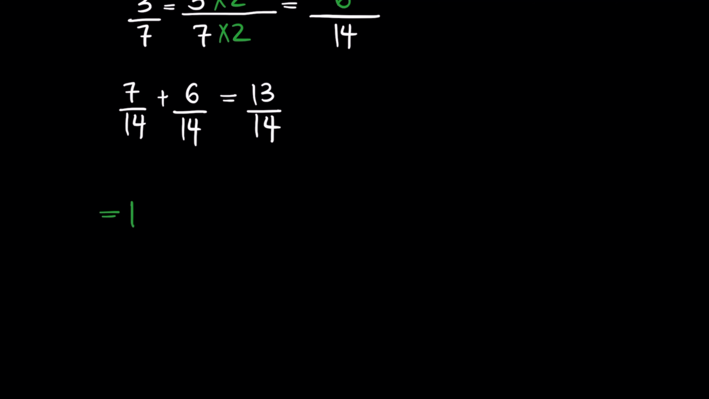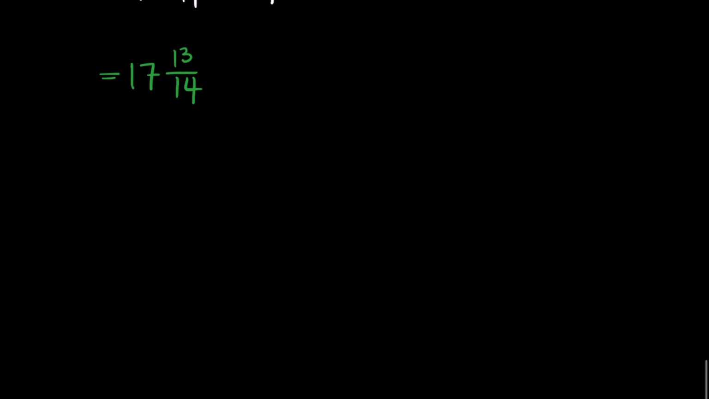So our answer is 17 and 13 over 14. The second way we could have handled the addition of these mixed numbers is by first converting them to improper fractions. Now in the last video, I showed you all how to convert improper fractions to mixed numbers. Now, in order to convert mixed numbers to improper fractions, we just do the opposite.